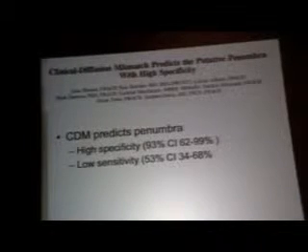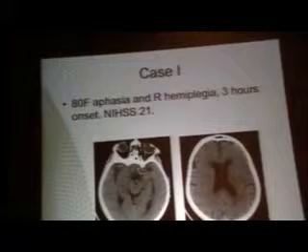Other centers in Australia have found that this clinical diffusion mismatch can also predict the penumbra when they correlate this with MRI studies. This clinical diffusion mismatch is very specific for penumbra but has low sensitivity. So if you have it, you have a high chance that there is a penumbra. I'm going to move on to cases.